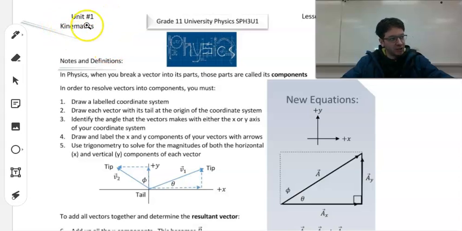So today's lesson, Unit 1, Lesson 8, Motion in 2 Dimensions, and we're going to go over slowly how to add vectors in 2 dimensions using components. So first, let me explain what a component is.